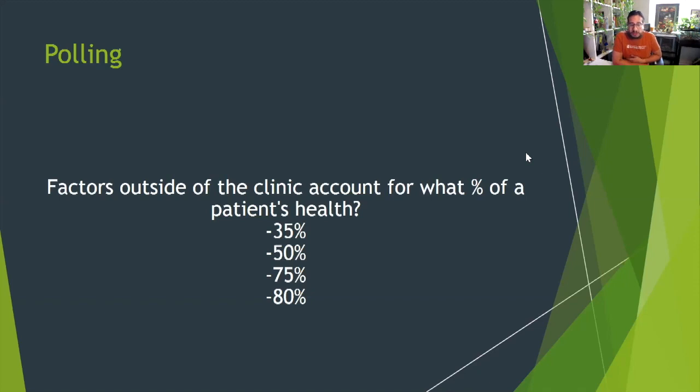In regards to this polling, I hope that you selected 80%, because really it's 80% of factors that happen outside the clinic that affect the patient's health. I think it's so important to have that mindset when we're thinking about research, that a lot of these social determinants of health affect health in very influential ways. Cheryl, next slide, please.